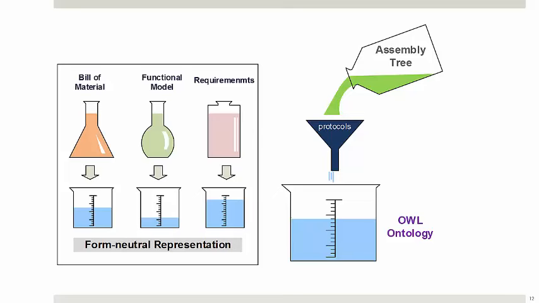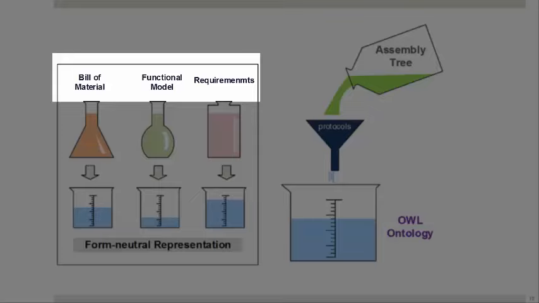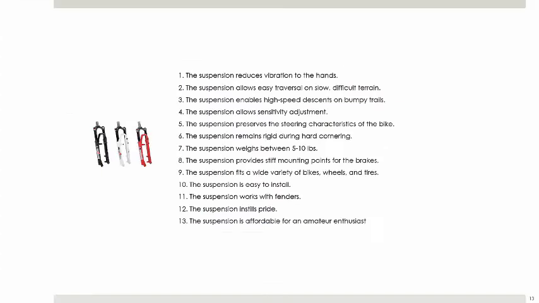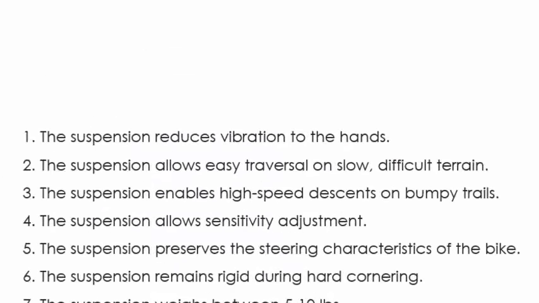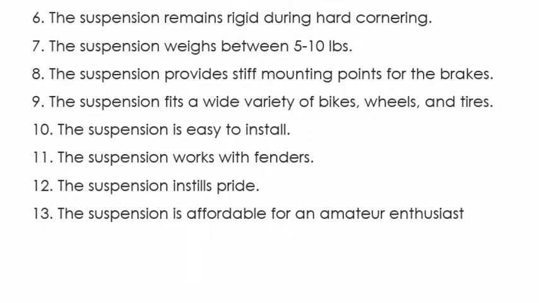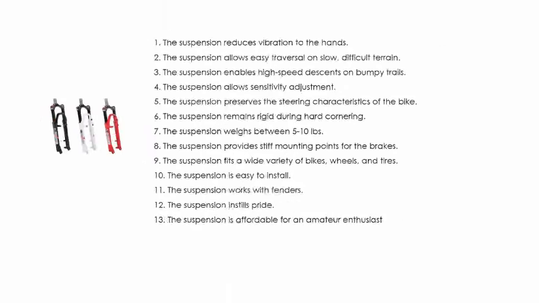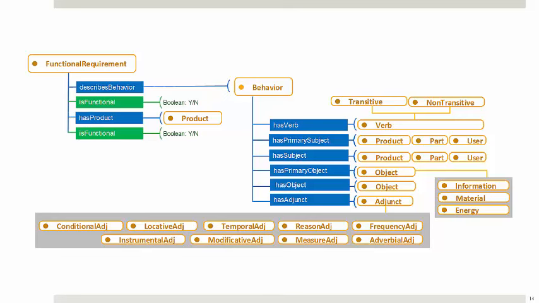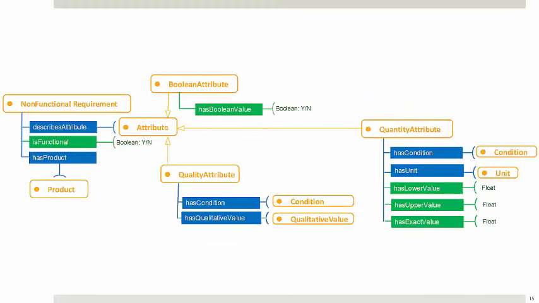The goal is to convert different types of design artifacts into ontological representation. We selected engineering requirements as the example of textual design artifact in this work, and developed an ontology called Requirement Ontology, or RECON for short, for ontological representation of requirements. RECON can accept both functional requirements and non-functional requirements.